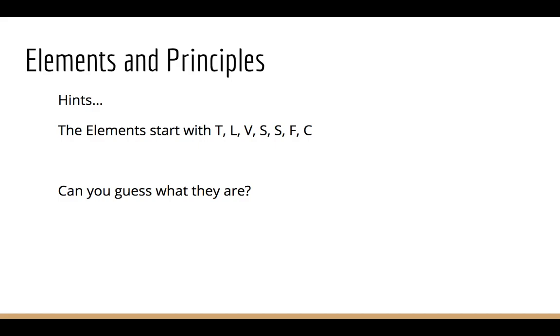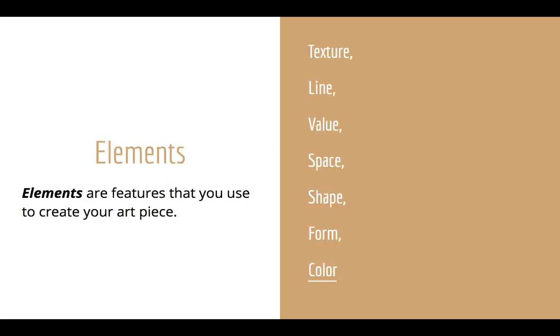Texture! Oh, did I give one away? Whoops. All right, well, let's talk about it. So the elements are the features that you use to create your art piece. So in order to make any piece of art, you're going to need some of these things. You might use all of them, you might use one of them, but you're going to need elements of art. The elements are texture, line, value, space, shape, form, and color. Now let's take a closer look.